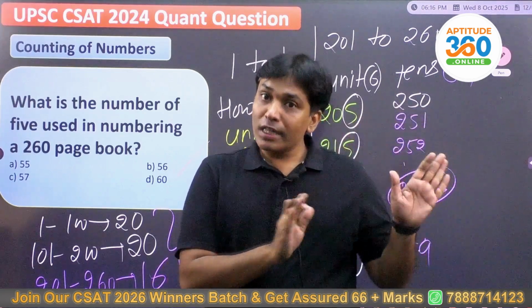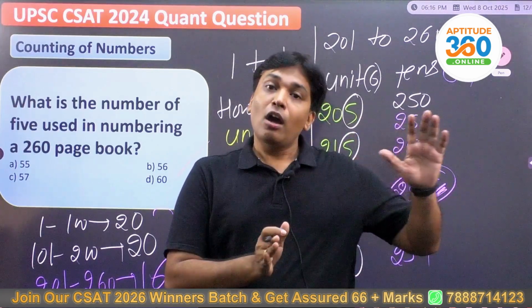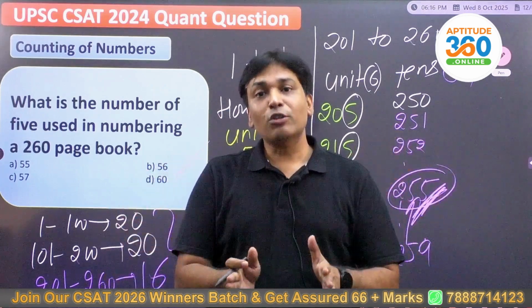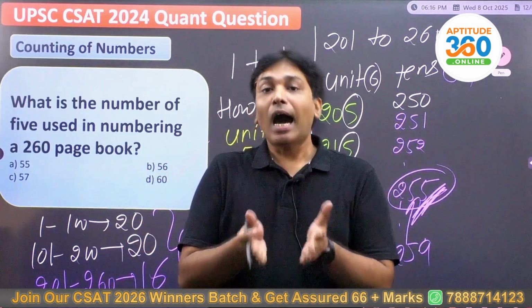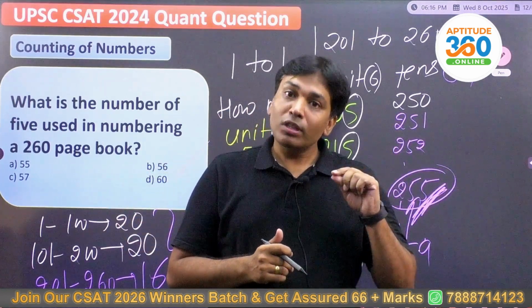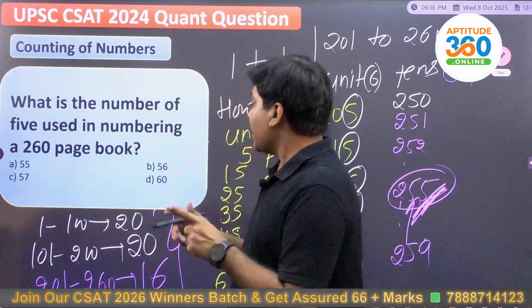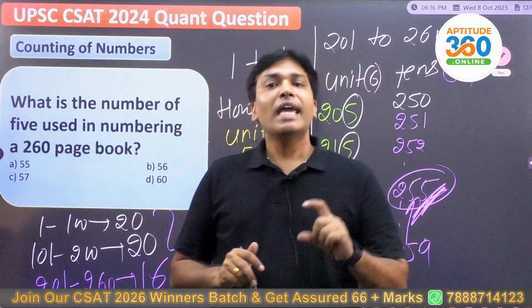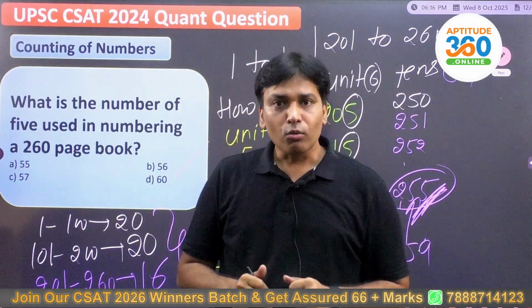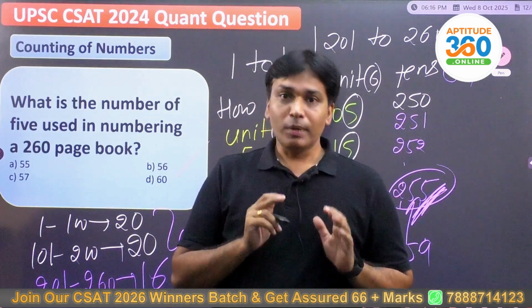But if you already have done the practice and you know that from 1 to 100 you write 5 twenty times, it becomes easy for you. For those who don't know it, it is difficult also because the options are very, very close. If you make a mistake of one number, there is an option kept for it. So that mistake should not be committed, right?